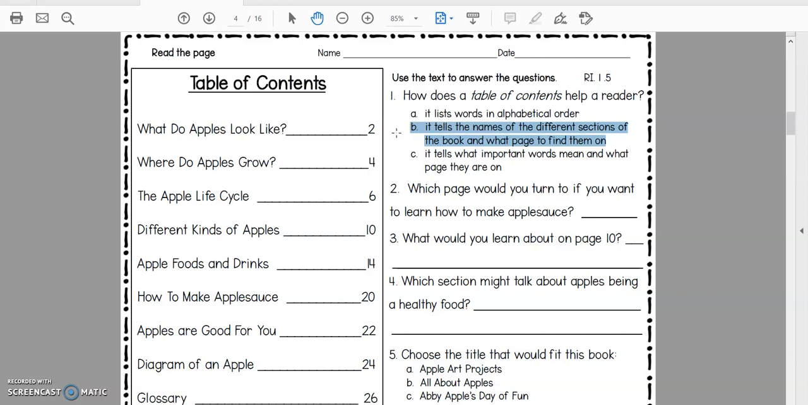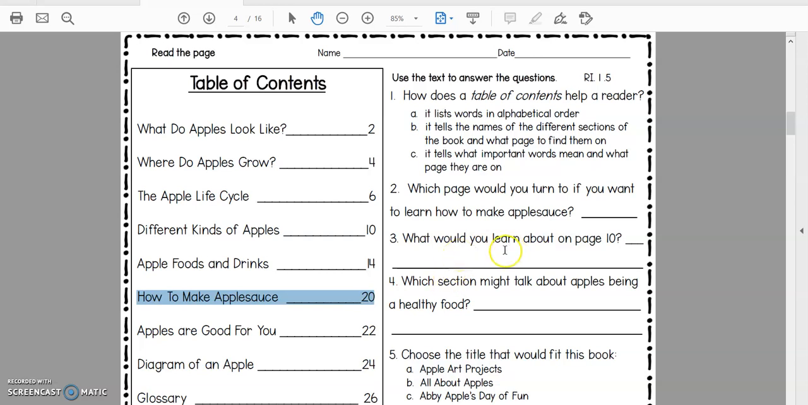Let's look at number 2. Which page would you turn to if you want to learn how to make applesauce? All right, we'll go over here to your table of contents and see if you can find which page you would find information about how to make applesauce. And I see it right here, how to make applesauce on page 20.